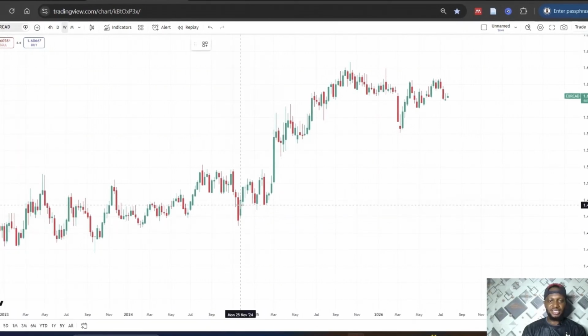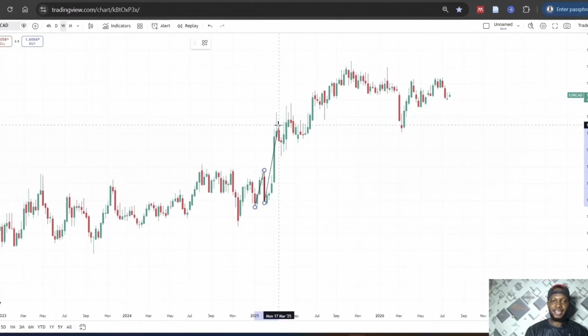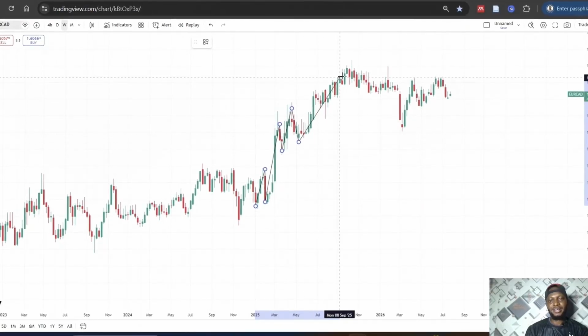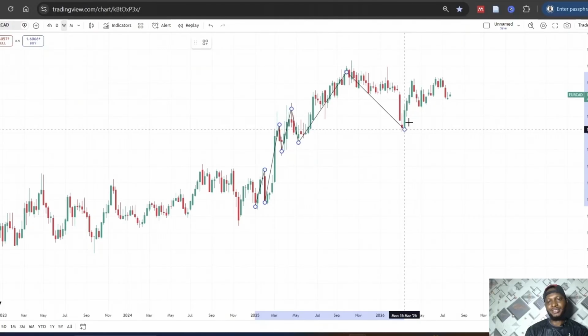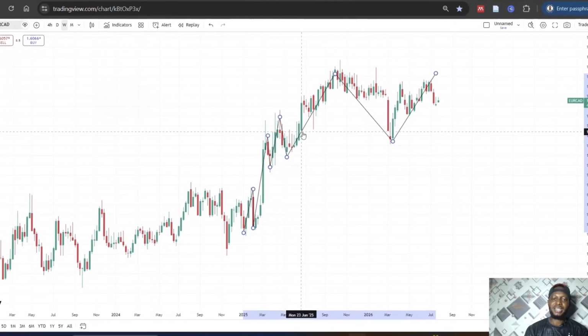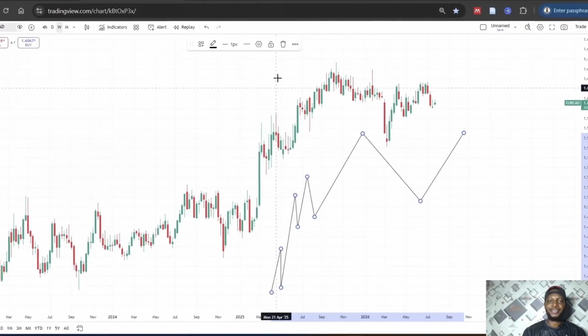You can see from this recent price action right here. Higher high, higher low, higher high, higher low, higher high, higher low. Bullish. This is what we call a typical bullish trend.